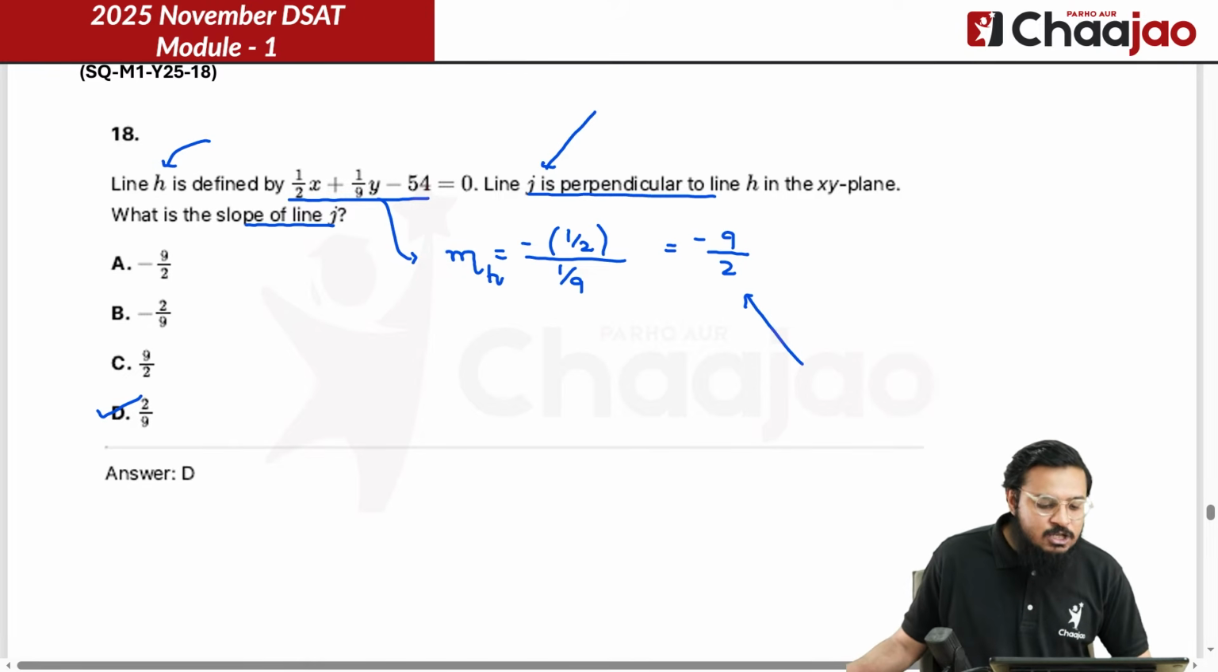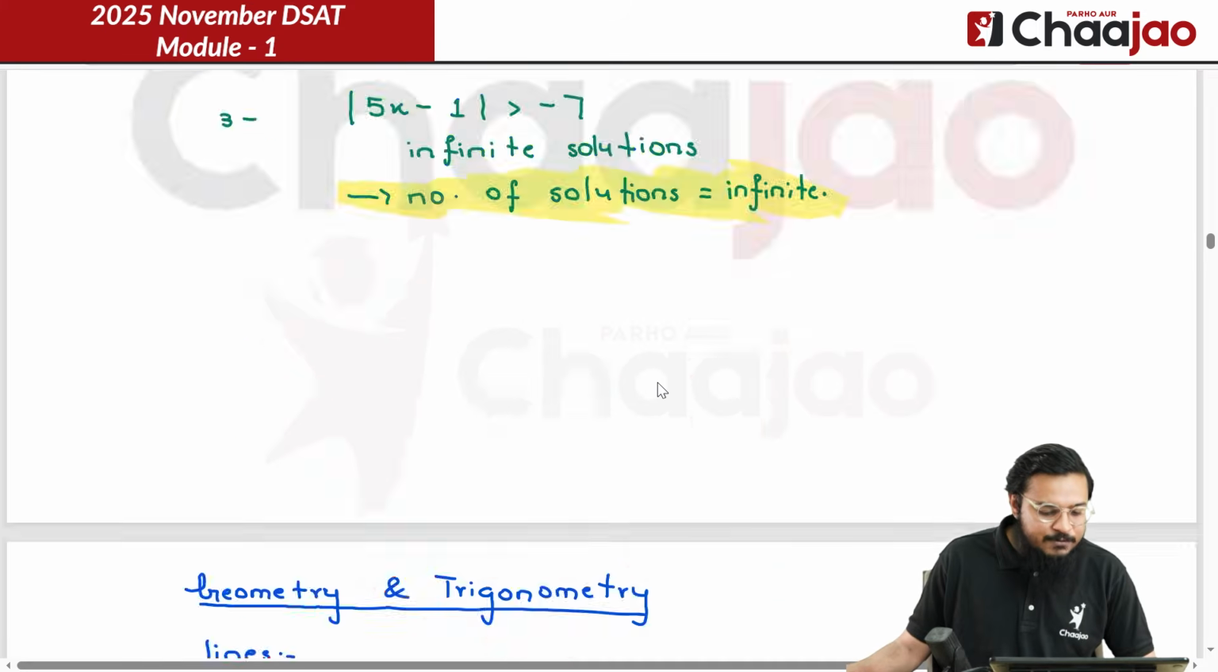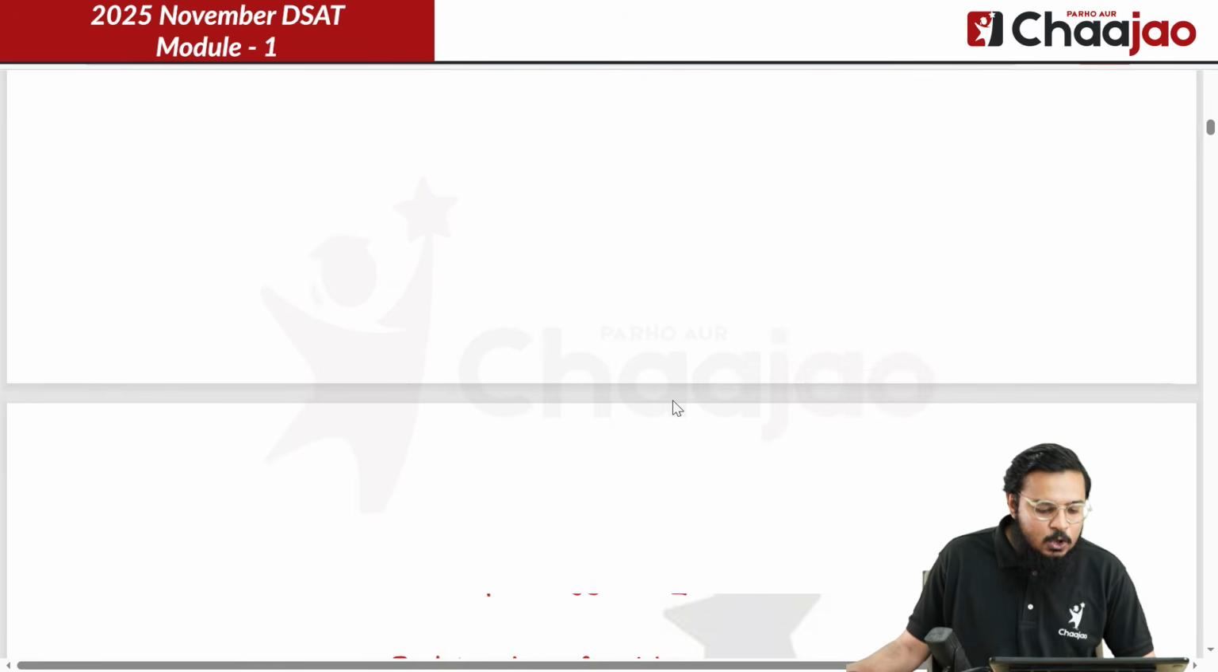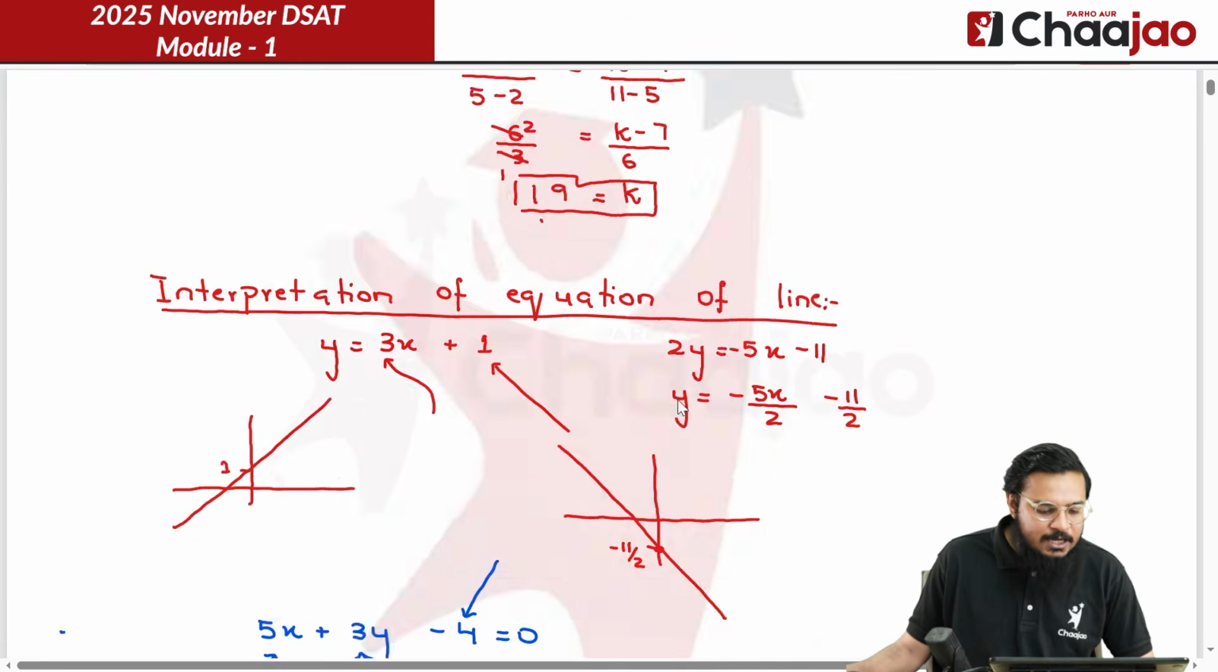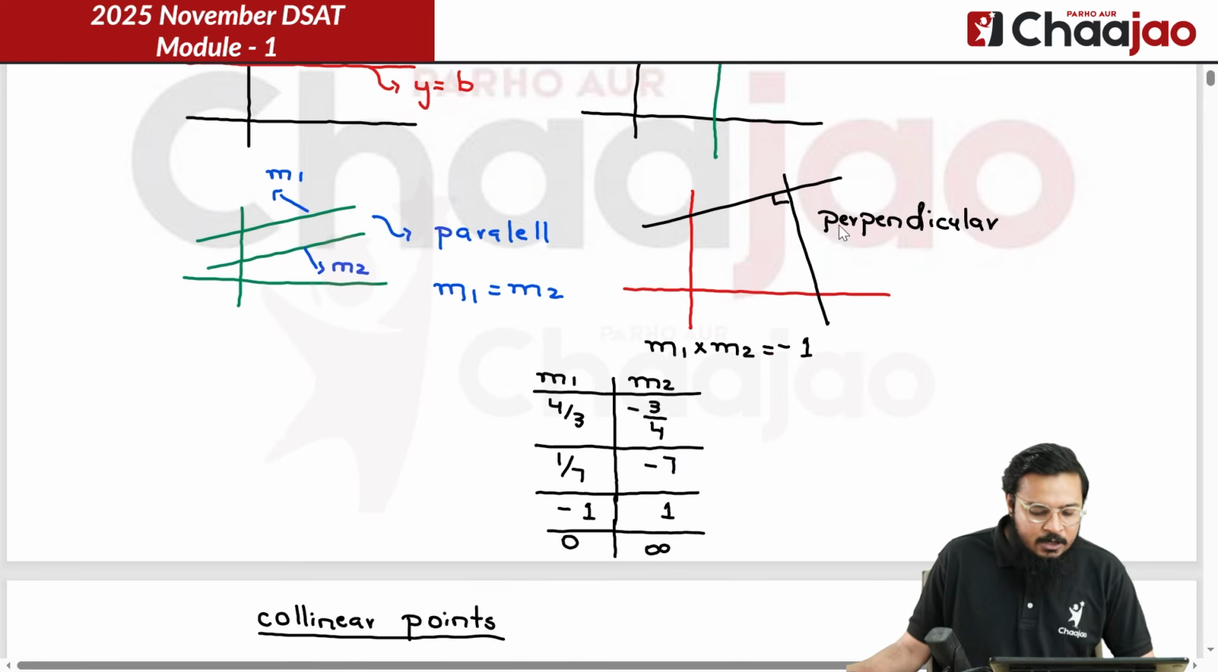And this question is basically on one of the 7 cases of interpretation of slopes. For example, if you see over here, I did mention all the 7 important cases of interpretation of slopes, and over here you can see the relation of slopes between 2 perpendicular lines. If one of them has a slope of 4 over 3, the other one should have a slope completely negative reciprocal to the first one. 1 over 7 should come out as minus 7, minus 1 should come out as 1, and 0 should come out as infinity or undefined.